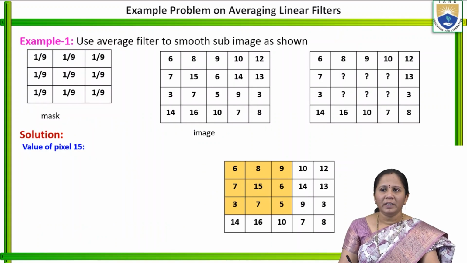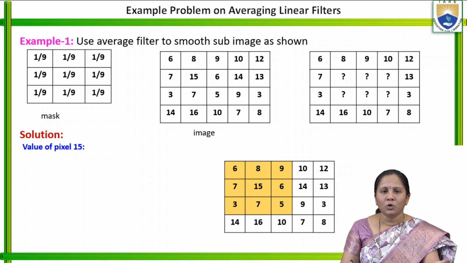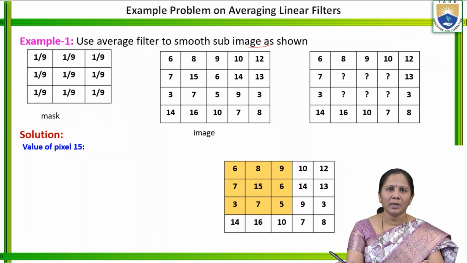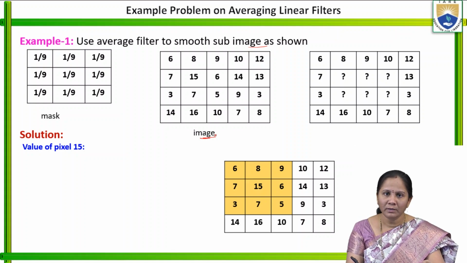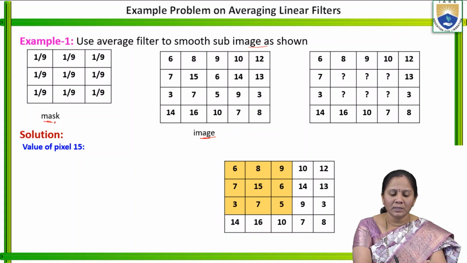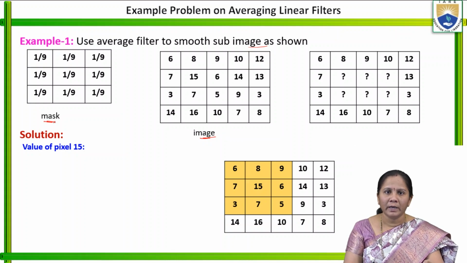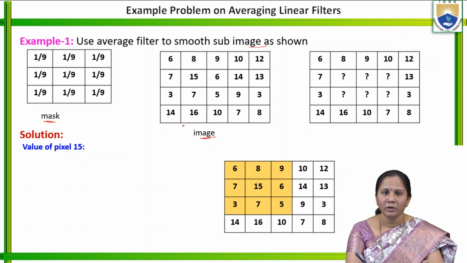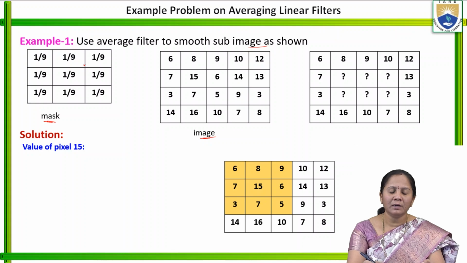Now, so based on this concept, let us solve some simple examples. Use average filter to smooth the sub image as shown. So here this is the image they have given, and here this is the filter they have given. So here the image is 1, 2, 3, 4. It consists of 4 rows and 5 columns. And here this is the mask. Its size is of 3 by 3.